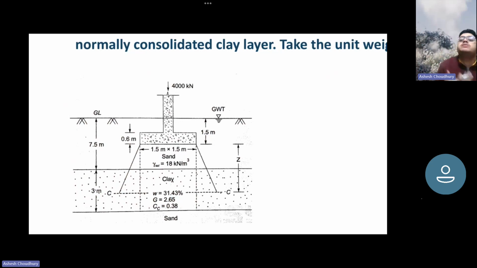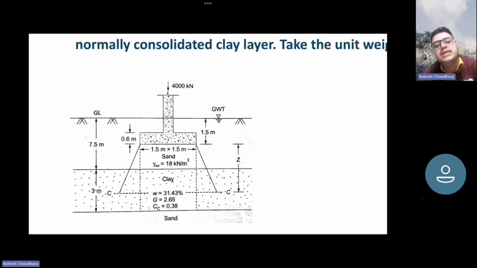The application of the load will cause consolidation settlement of that layer. First, similar to the previous problems, we need to calculate the initial effective stress and then the increase in effective stress.